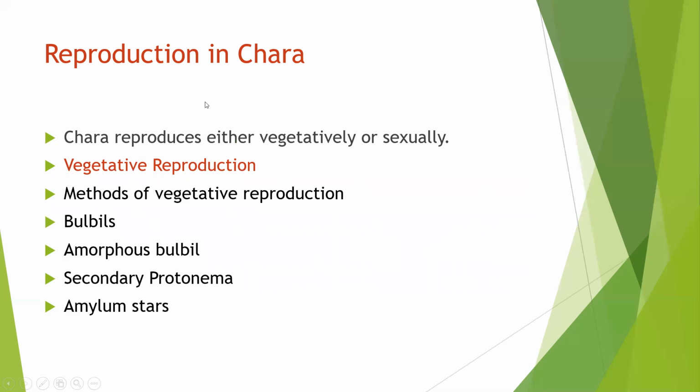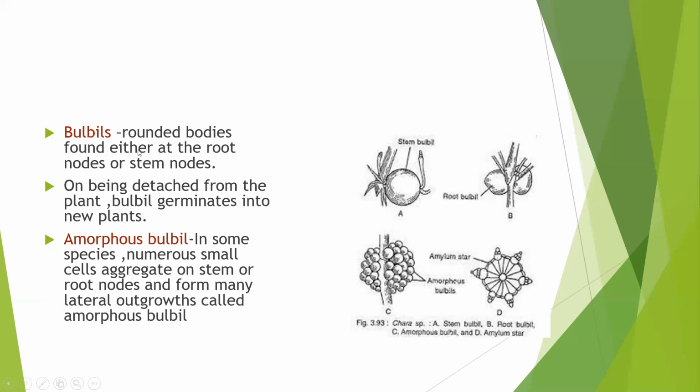Then let us see reproduction in Chara. Chara reproduces either vegetatively or sexually. Means in Chara there are 2 types of reproduction: vegetative reproduction and sexual reproduction. First, let us understand vegetative reproduction in Chara. Vegetative reproduction takes place by 4 methods, and these are bulbils, amorphous bulbils, secondary protonema, and amylum stars. What are bulbils?